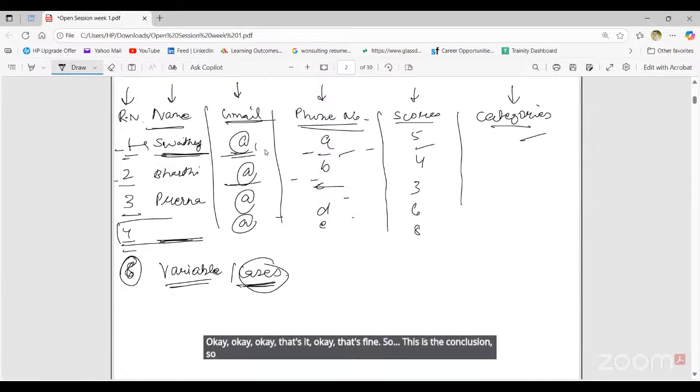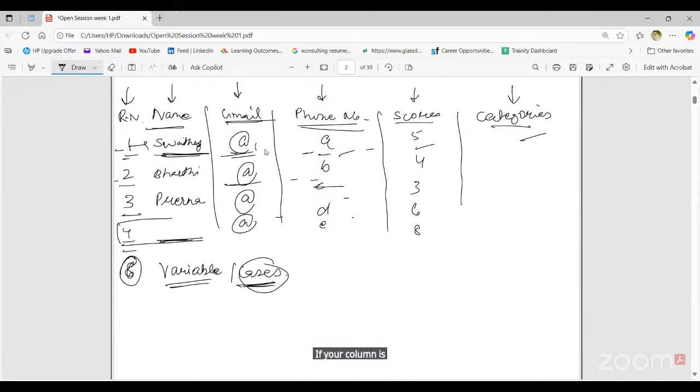So the main thing is, if your column is varying, that's a variable. If it's not varying, that's a constant. That's it. Final.